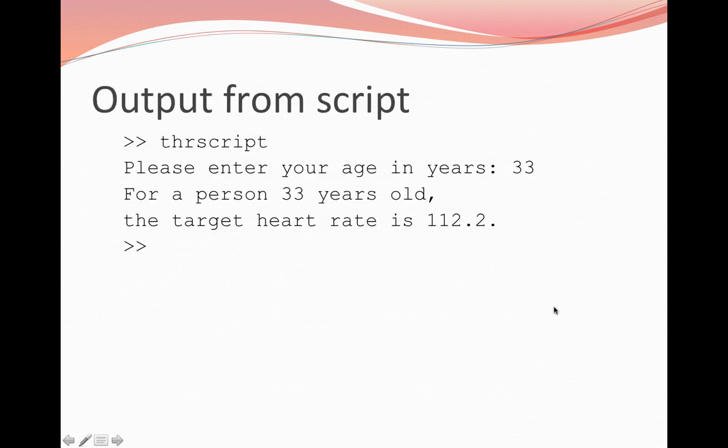So again, the output looks like this. When we execute the script, it prompts for the age in years. We enter that, it calculated the target heart rate, and then it printed for a person, and the value 33 filled in for the %d placeholder, years old, comma, new line, moves cursor down to the next line, and then we printed the target heart rate is, and we printed the value that we calculated with 1 decimal place. And then a new line moves the cursor down, so the prompt comes on the next line and not on the same line as where it says the target heart rate is 112.2.